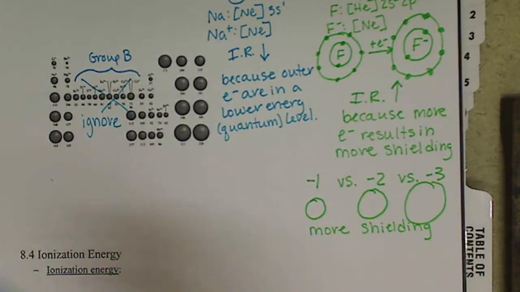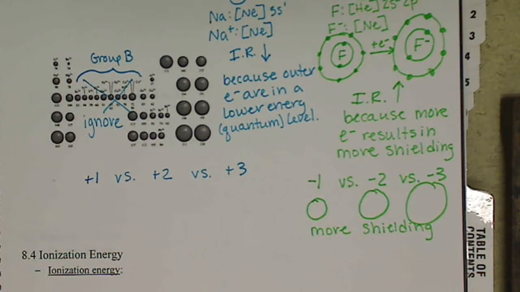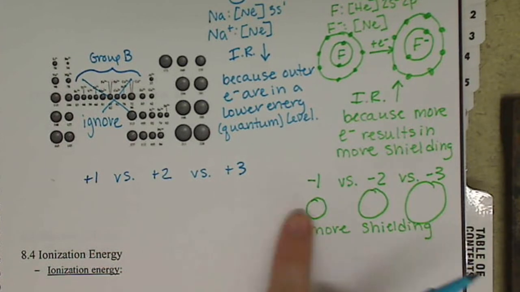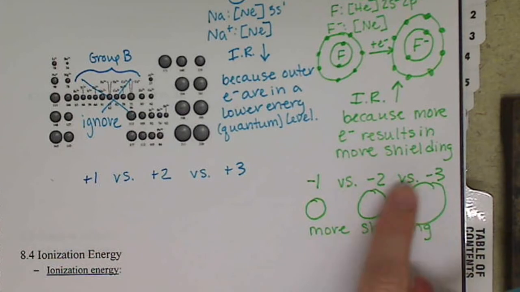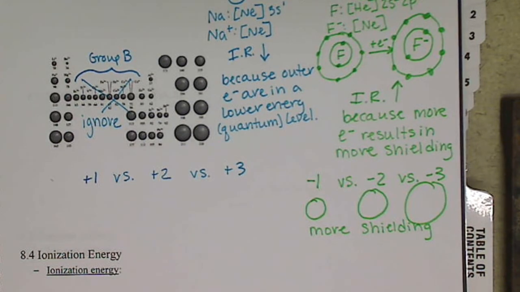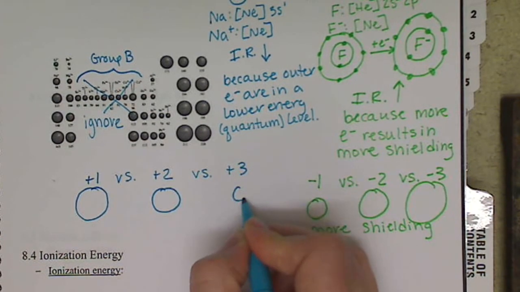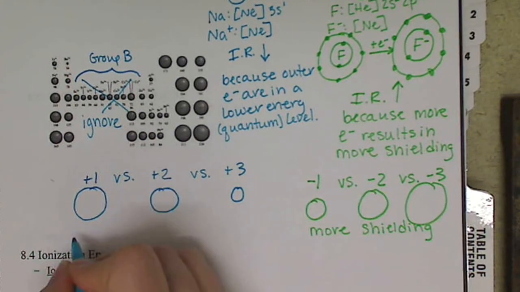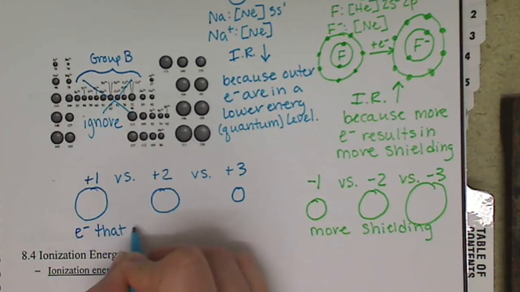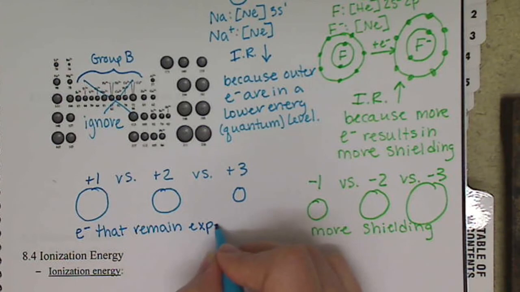If we look at cations, a +1 versus a +2 versus a +3, this is actually going to have the opposite size effect. Rather than increasing with the magnitude of the charge, our size is actually going to decrease because we're taking away the electrons. So the electrons that are left don't have as much competition for that effective nuclear charge, the positive charge that's felt. So a +1 cation is going to be larger than a +2 cation, which is going to be larger than a +3 cation. And this is because the electrons that remain experience a higher effective nuclear charge.